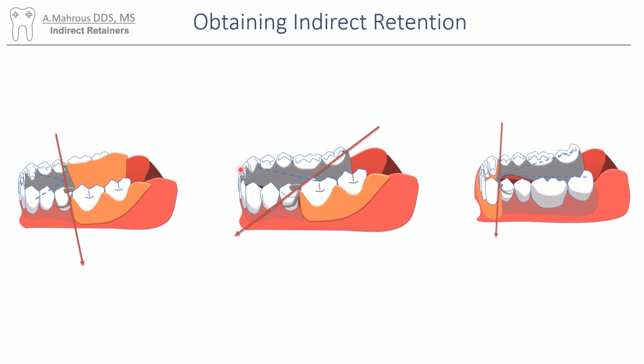In order to select a proper location for an indirect retainer, you must first identify the fulcrum line. Here are the different fulcrum lines for all the different classifications. Afterwards, you'd project a line perpendicular to that fulcrum line and going as far away from it as possible. In this case, you'll end up at the canine.